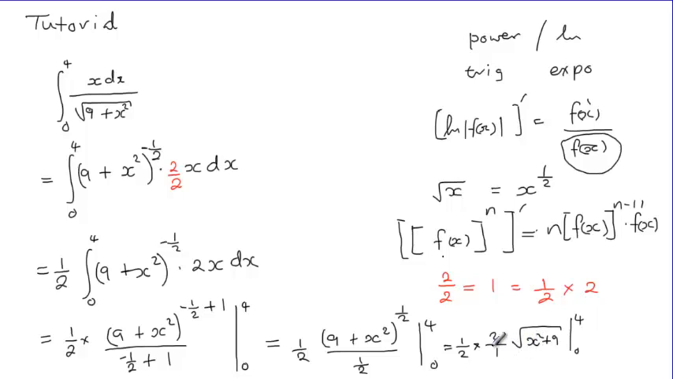So now after this simplifies to 1, then we get square root of 16 plus 9. Square root of 16 plus 9 is 25, isn't it? Square root of 25 minus square root of 9, because x is 0 at the bottom. Then this gives us 5 minus 3, which is 2 units squared. Then we're done.